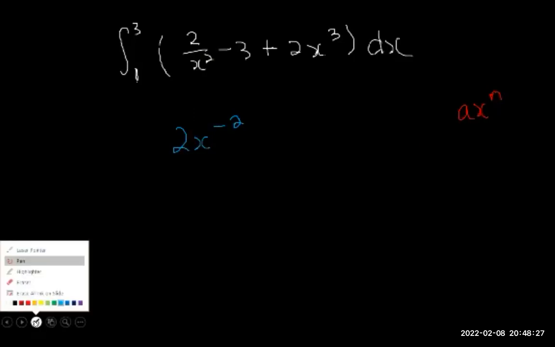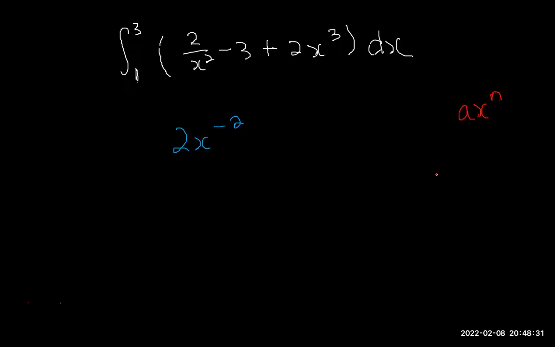Just in case anybody doesn't remember, there's a rule from the laws of indices. Let me just use a. There's a rule that states 1 on a to the n, where a is my base and n is the power, is the same as a, still my base, but now the power is negative: a to the minus n. This is a law that you learn when you're doing indices. So 2 on x squared is the same as 2 by x to the minus 2.